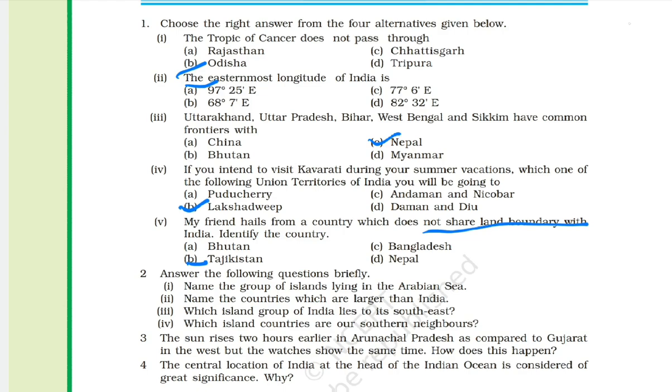Which countries are our southern neighbors? Sri Lanka and Maldives. As I explained before, the sun rises 2 hours earlier in Arunachal Pradesh as compared to Gujarat because of the following reasons.